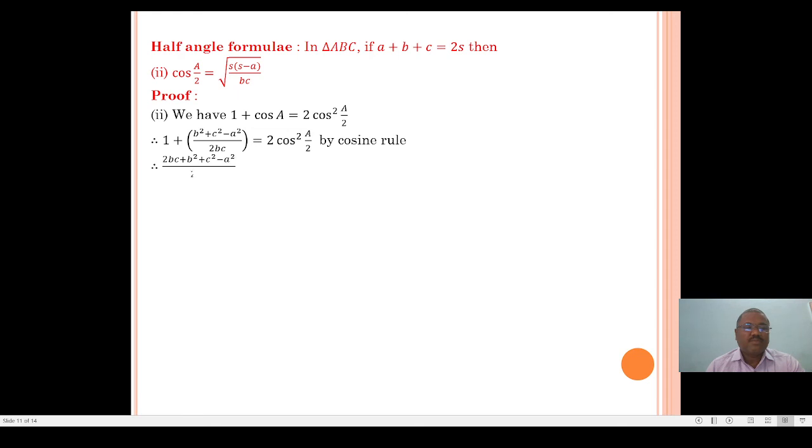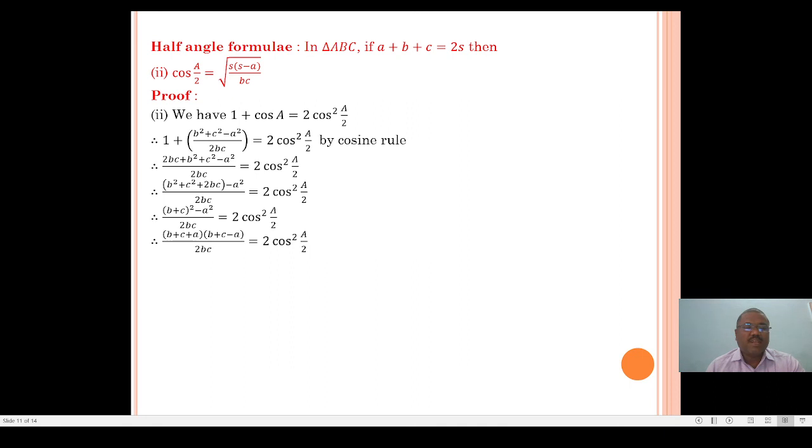Same way as the proof of sine rule. So (2bc plus b square plus c square minus a square) upon twice bc. So (b square plus c square plus twice bc minus a square) upon twice bc equals 2 cos square A by 2. So (b plus c) bracket square minus a square upon twice bc. Using a square minus b square, we get (b plus c plus a) and second bracket (b plus c minus a) upon twice bc equals 2 cos square A by 2.